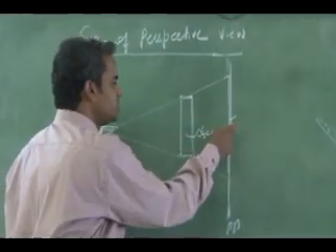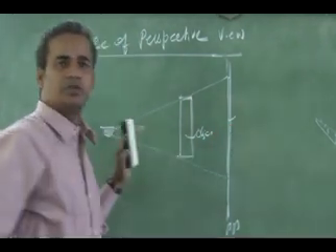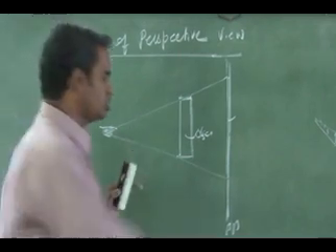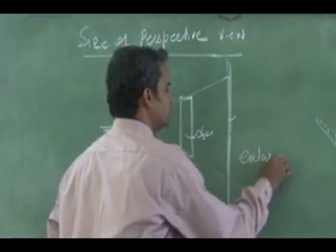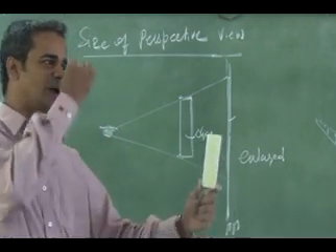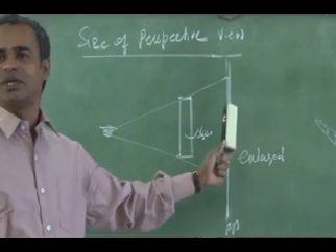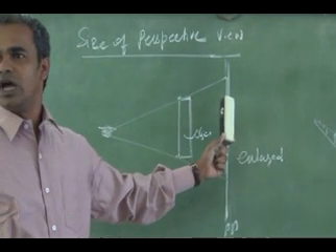The object is this. The perspective is obtained on the picture plane. So the size of the perspective will be enlarged. Why is it enlarged? If the object is kept in between the observer and the picture plane, I can get a bigger size of perspective.